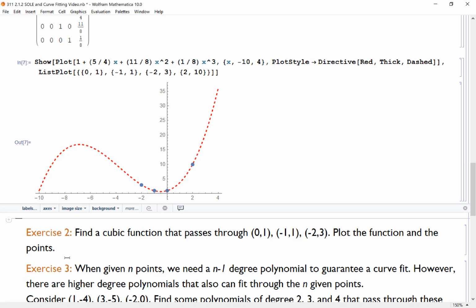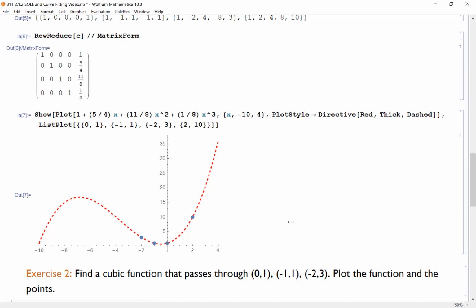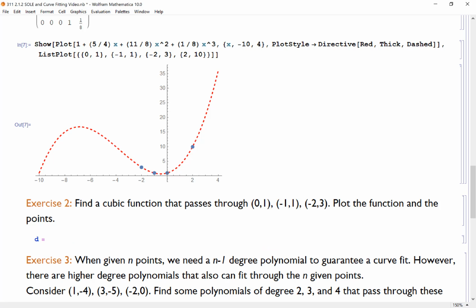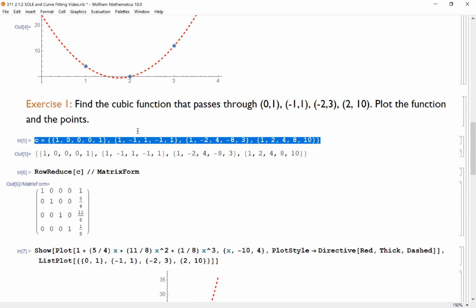So for example, at 1, I have a decent estimate of what was happening at 1, depending on my polynomial. Now for exercise 2, this time we do the same thing, but they only give me 3 points. So I'm going to define a new matrix. I'm going to call this matrix D.